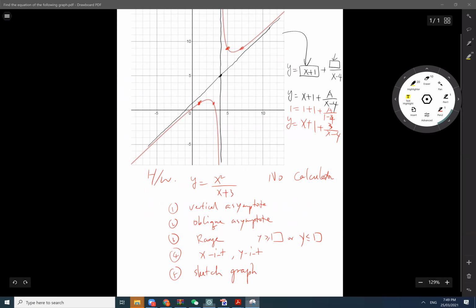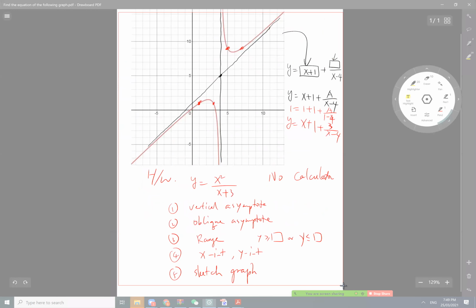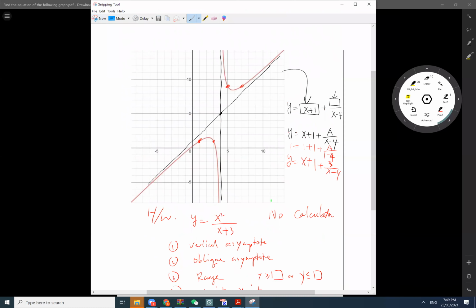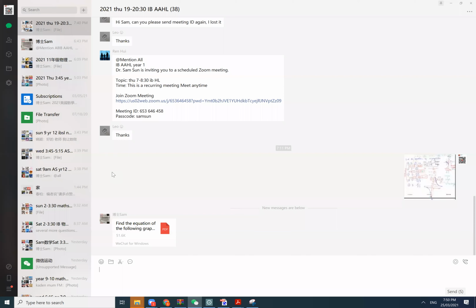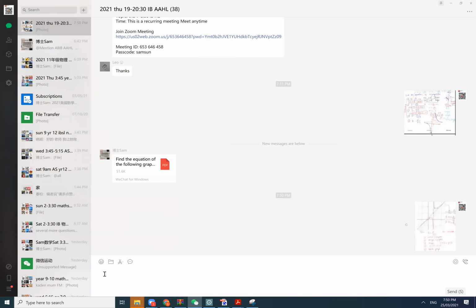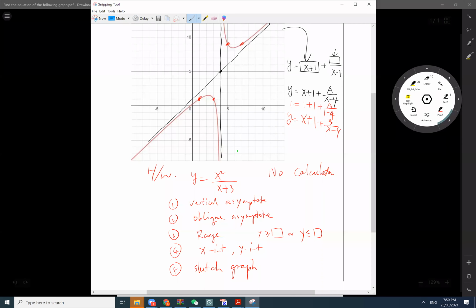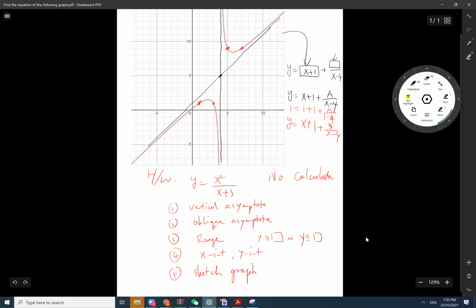I can send this one to the WeChat group. Sam asks: for these types of questions, are there no horizontal asymptotes? Yeah, for this one, there's no horizontal asymptote. You're right. It's like the horizontal one tilted to a diagonal. Homework means you need to do it, take a picture, and send it to me. Okay, let's start another topic.